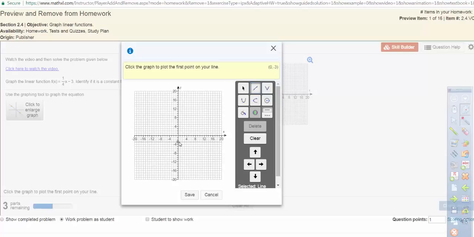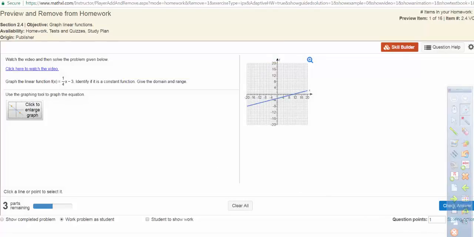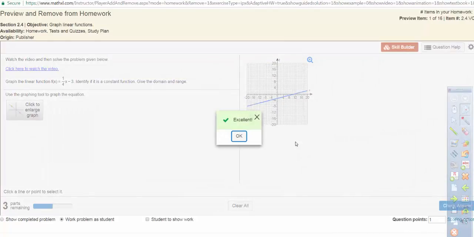My slope is rise 1, run 4. See my slope right there? Rise 1, run 4. So at this point, I would rise 1, and I'd run 1, 2, 3, 4. And at that point, I'm ready to go. So I plotted my y-intercept, then I did my slope, rise over run. I save, and I check, and good job.